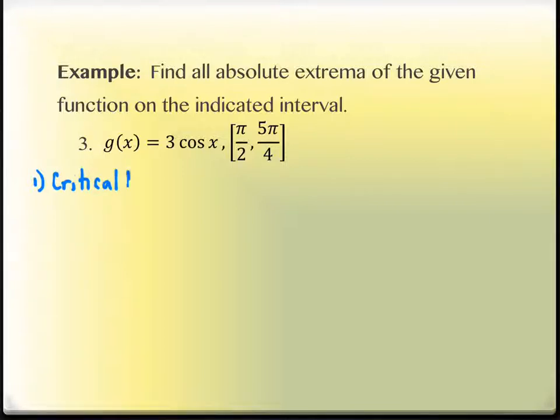How do we find critical points? This is a review for what you remember from like 5 days ago. We set the derivative, in this case we've got g, so g prime of x equal to 0. So we actually need to find what g prime of x is. So what in the world is g prime of x for our function?